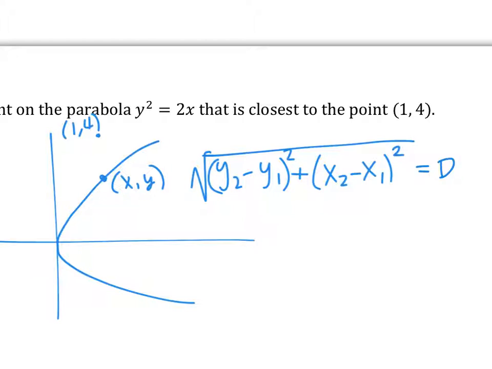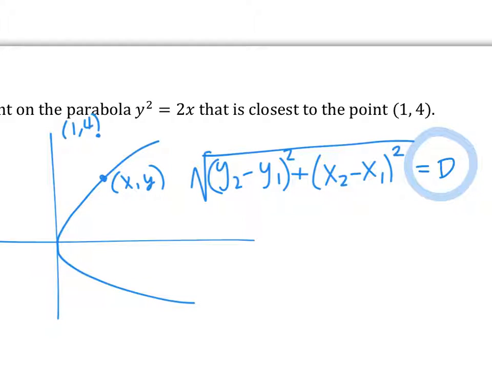So the question is, how do I find the point that is closest to this point? What are they talking about? Maximum distance or minimum distance? Minimum. They want the minimum distance between these two. That means we're going to have to take the derivative of d and then find the minimum.